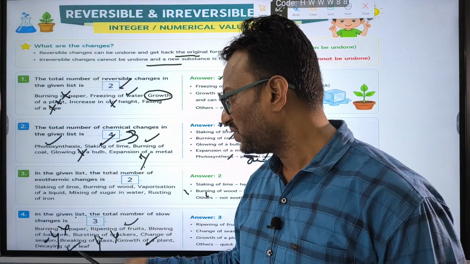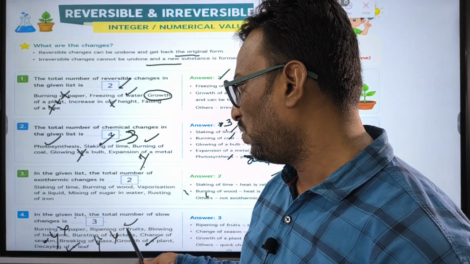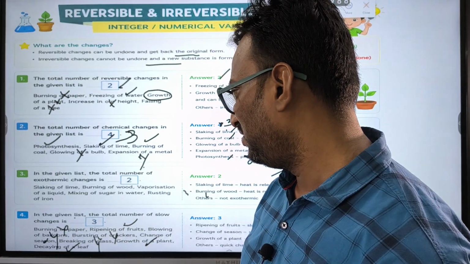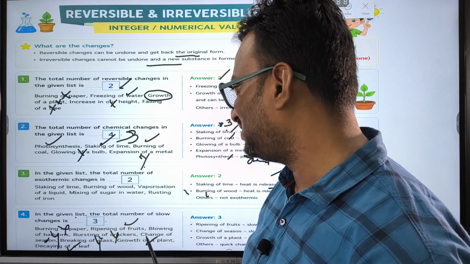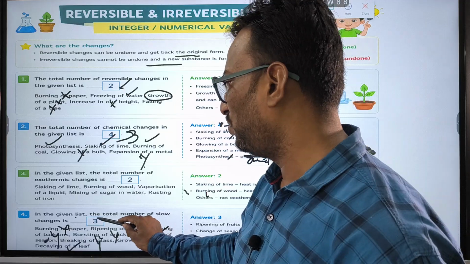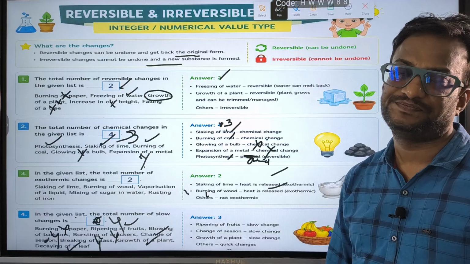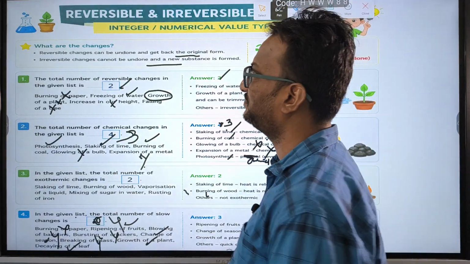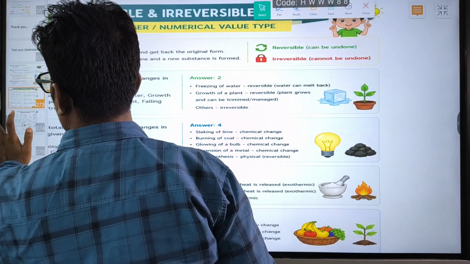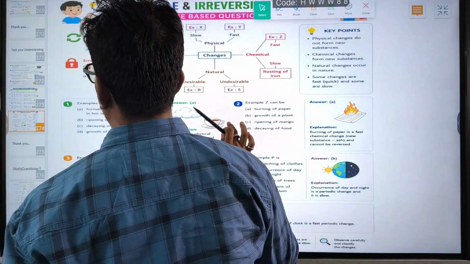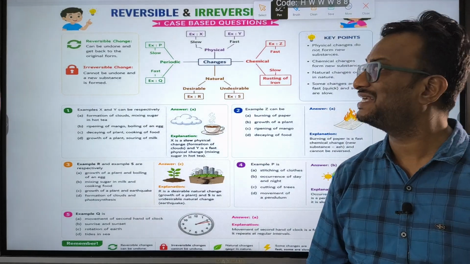Right? So decaying of leaf 1, growth of plant 2, ripening of fruits 3. Yes, these 3 come under it, and changes of season, these 4. This is not 3, 4. These 4 will come under what is known as slow changes. Okay, right? See, this is a very beautiful question, a case study question.